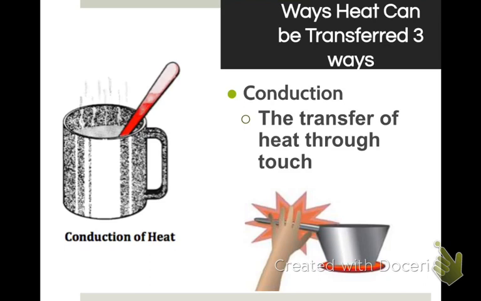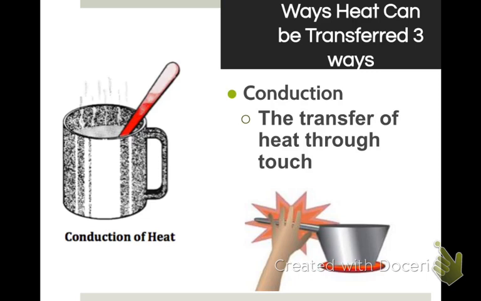So the first heat transfer method we're going to look at is conduction. Conduction is the transfer of heat through touch. So if you were to put your hand in a bucket of ice, you're touching the ice, and therefore the heat transfer method is conduction. When you touch your desk, because you're touching your desk, that is conduction.